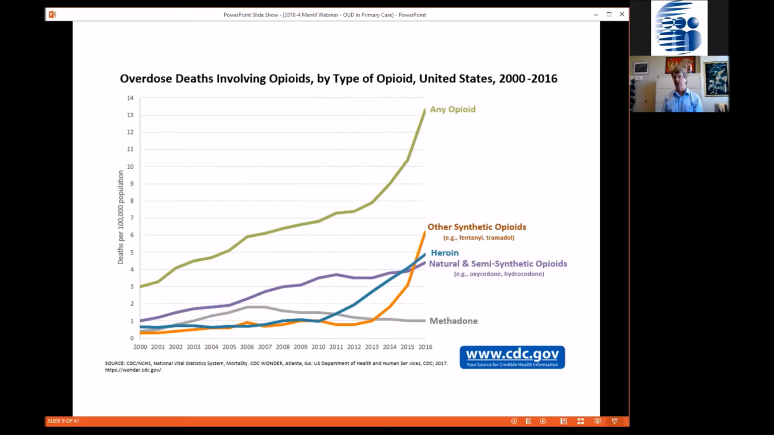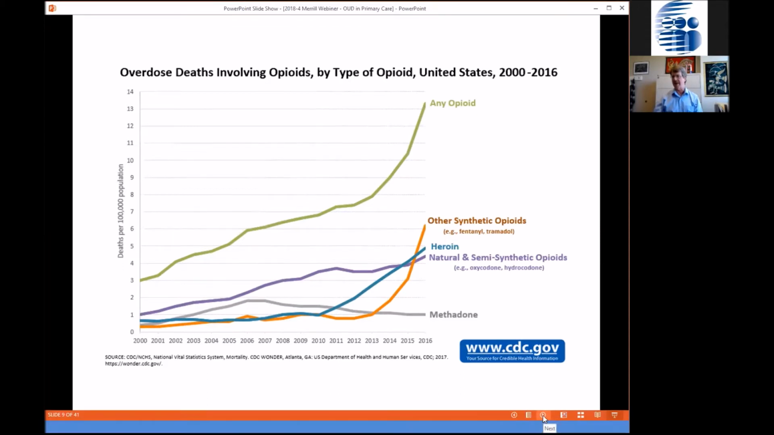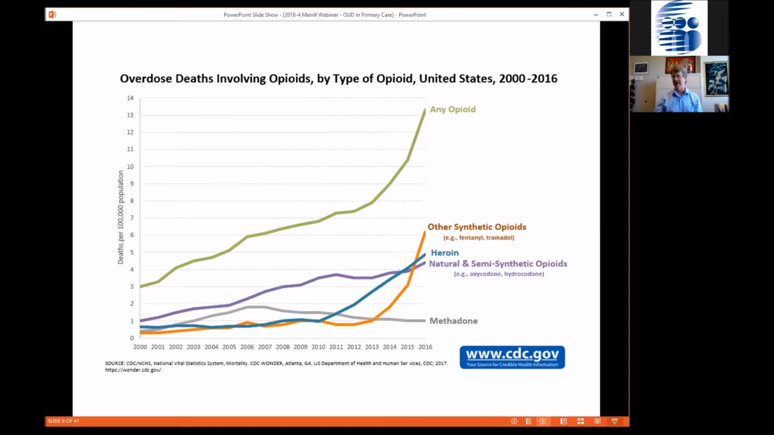You can see when it looks at natural and semi-synthetic opioids, that's like your average oxycodone, morphine, hydrocodone, that deaths related to this have flattened out, and actually prescribing has gone down, but that has not affected overdose deaths in this country. So there's different aspects of this epidemic, the prescribing and the heroin and the fentanyl, and they're not all connected.